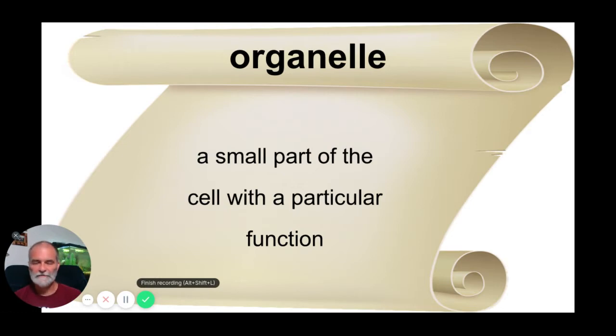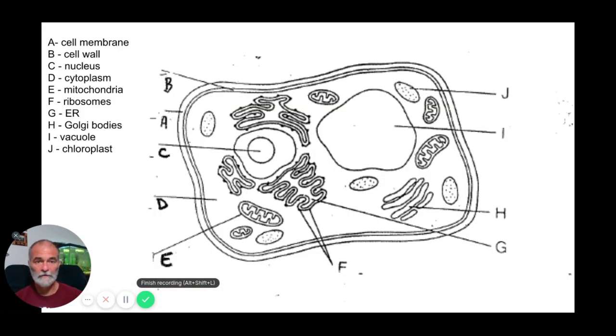So let's just throw this out a little bit. What about if you had a pencil-elle? You got it. That would be a tiny pencil. Or how about a thumb-elle? That would be a tiny thumb. None of those are really words, but it's fun to do that anyway. So an organelle is a tiny part inside the cell that has a particular function. And that's what we're going to be looking at.